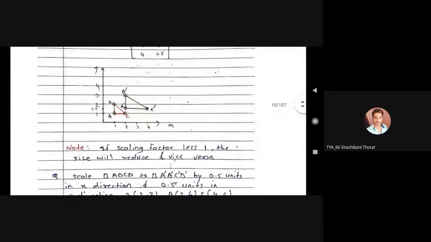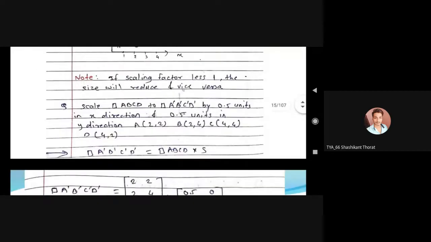So note, if the scaling factor is less than 1, then the size will be reduced, and vice versa. This is an MCQ. When the scaling factor is less than 1 the size will be reduced, and if the scaling factor is greater than 1 the size will increase. Okay, now last is the scale.